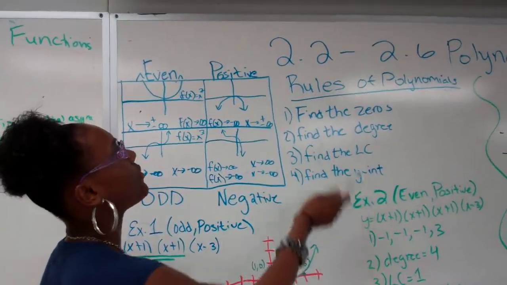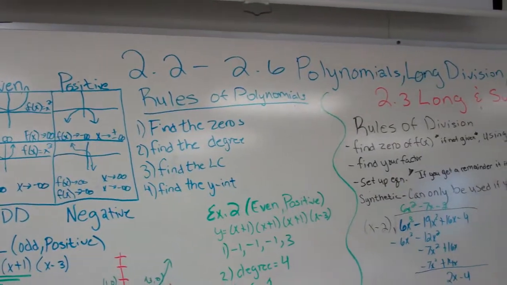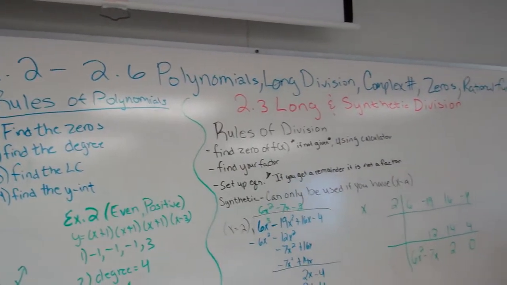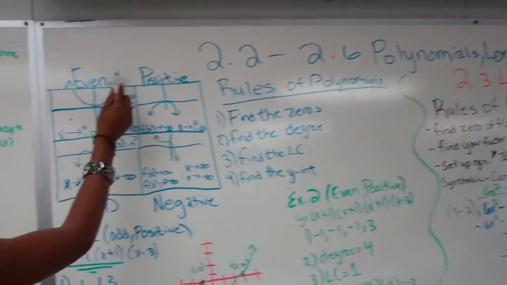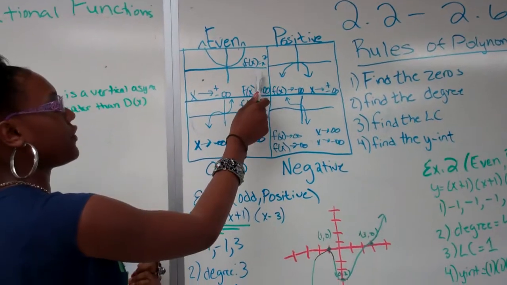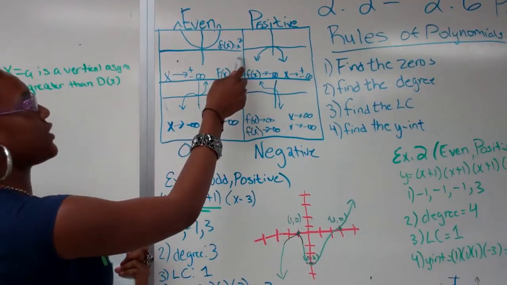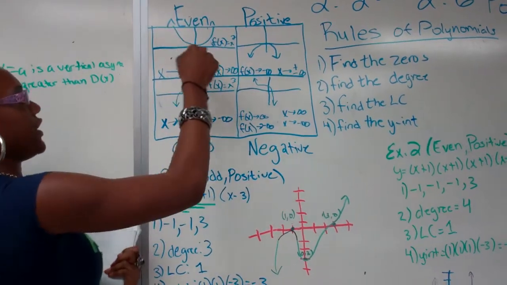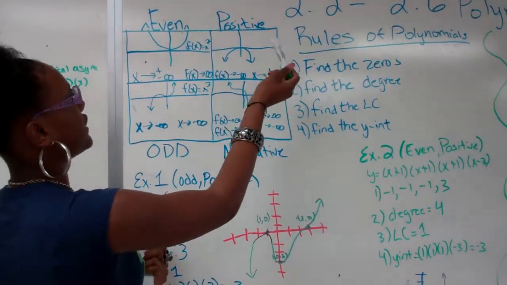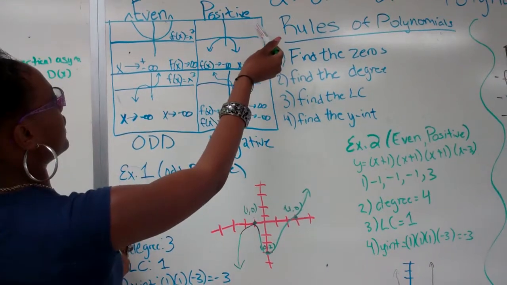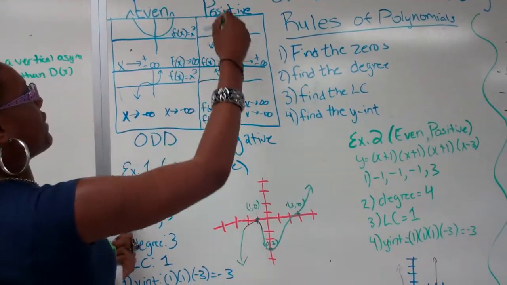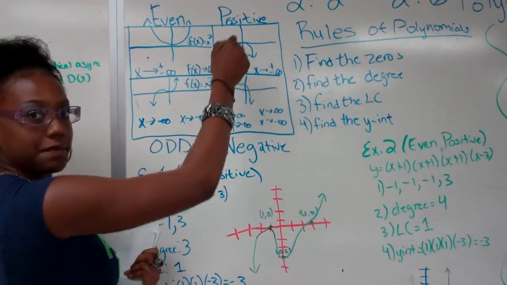We're going to start with chapter 2.2, which is polynomials. And we'll start with just the basics. If it's even and has a degree of 2 or greater, then it's going to look like the parent function f(x) equals x squared, and they'll go this way. If the leading coefficient is positive, it'll go this way, but if it's negative, it will go this way.